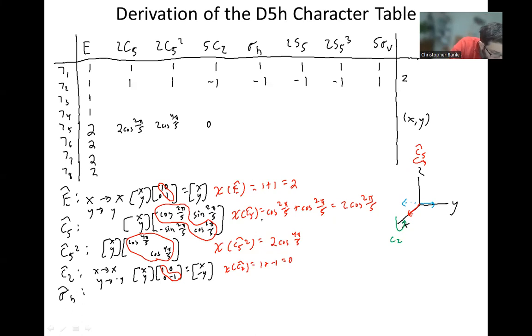All right, what about sigma h? Sigma h is in the xy plane, remember. And so if we're in the xy plane, that's not going to do anything to x or y. So x goes to x, y goes to y. We're going to get the identity matrix, 1's across the main diagonal. And just like we got for the identity operation, we get 2. 1 plus 1, sum across the main diagonal equals 2.